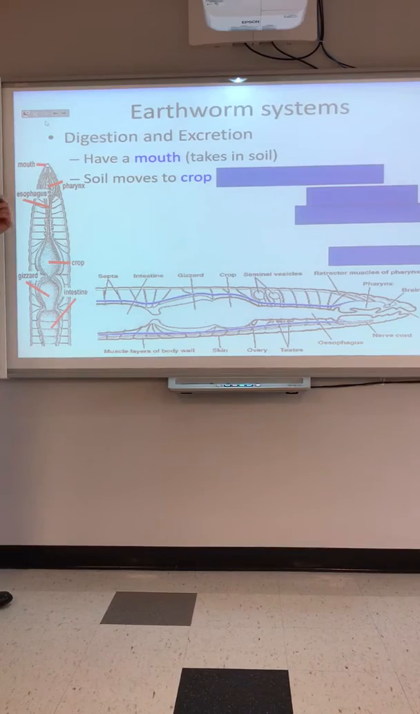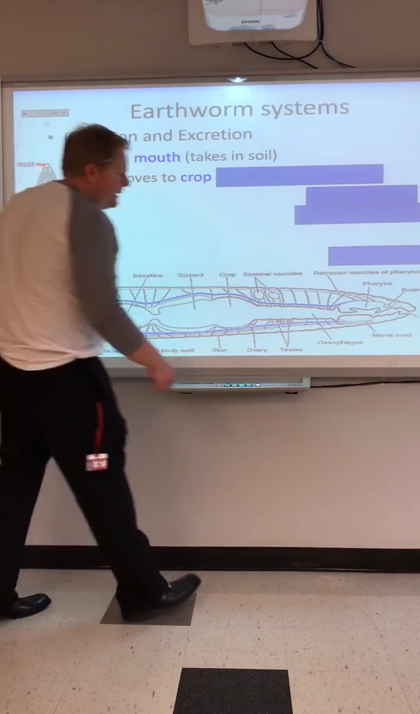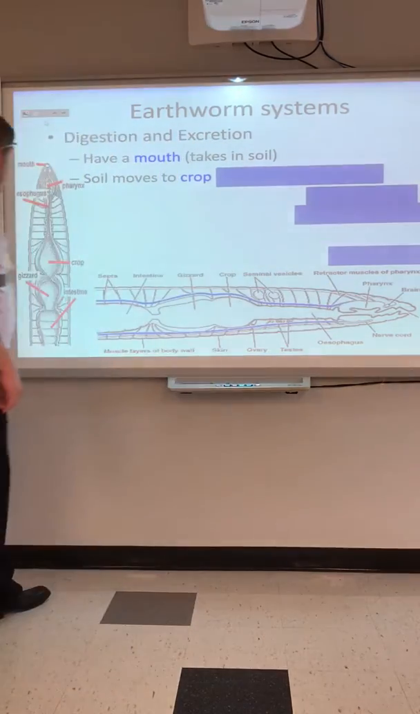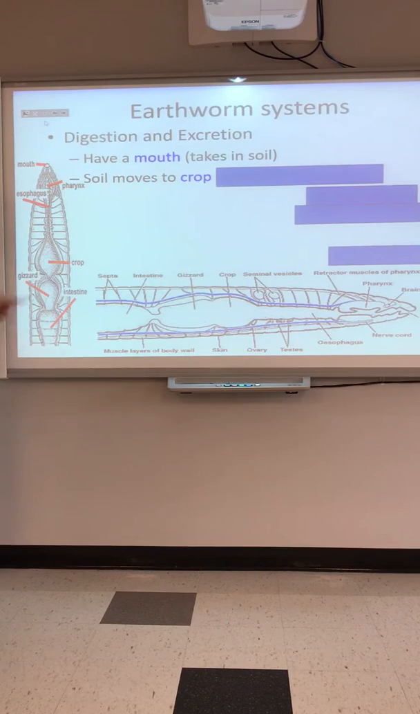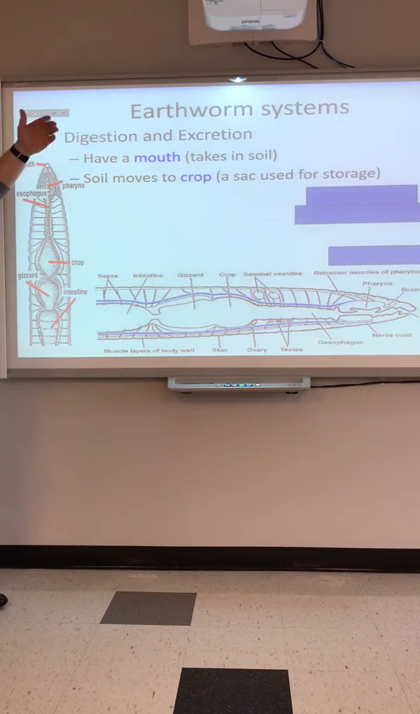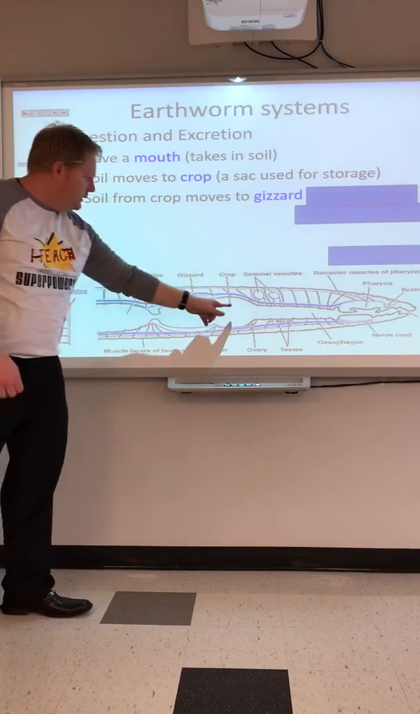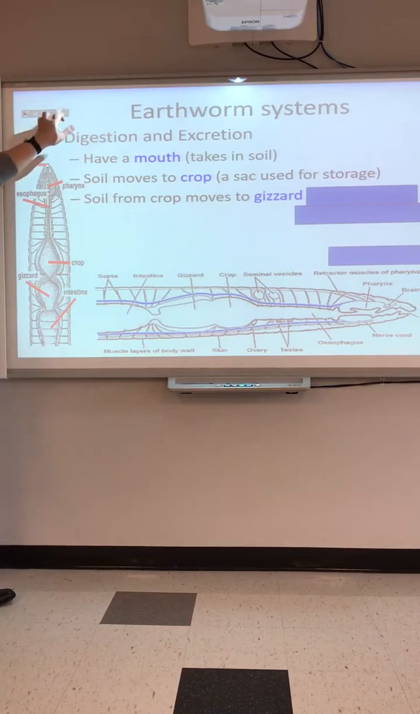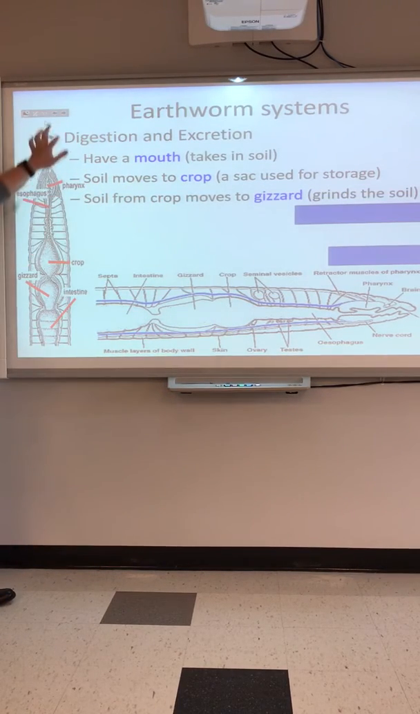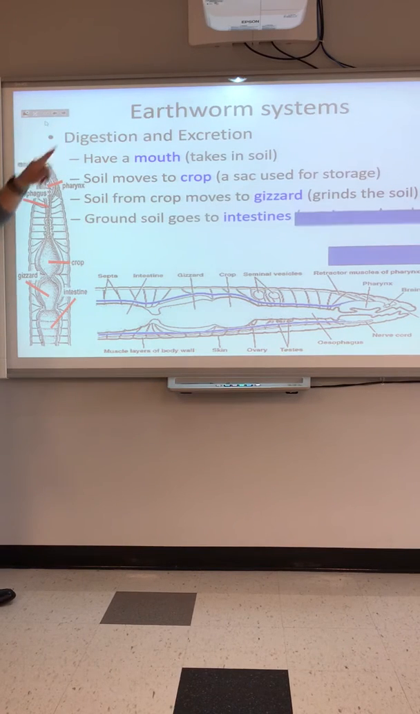The soil moves to the crop. Mouth to the crop, which is a sac-like organ used for storage. Soil from the crop moves to the gizzard, the next item down. We see the crop, we see the gizzard as well. That grinds the soil. The ground soil goes to the intestines.